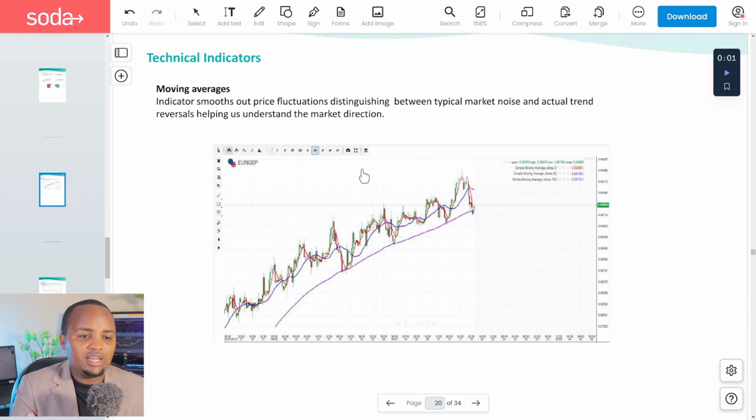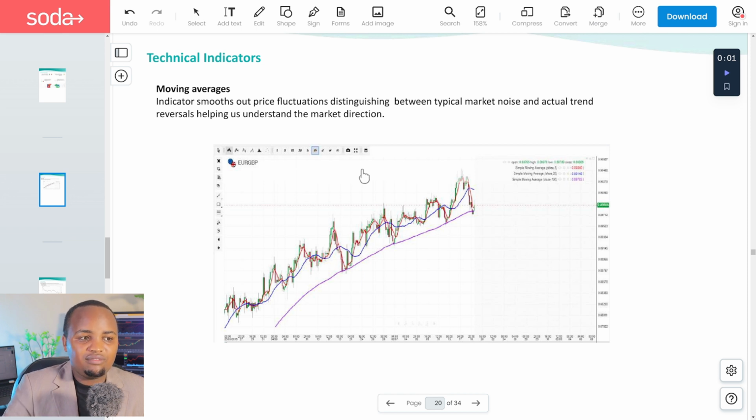Technical indicators are calculated mathematically, and they help you navigate and know how the market will be moving. They help you analyze. So after doing all those support and resistance areas, you can use different indicators to confirm your entries.